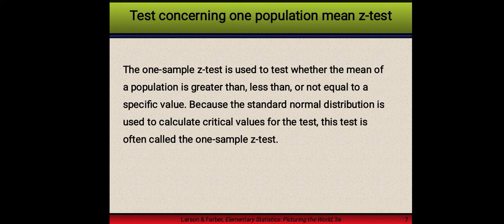Test concerning one population mean, or the z-test. The one sample z-test is used to test whether the mean of a population is greater than, less than, or not equal to a specific value, because the standard normal distribution is used to calculate critical values for the test. This test is often called the one sample z-test.